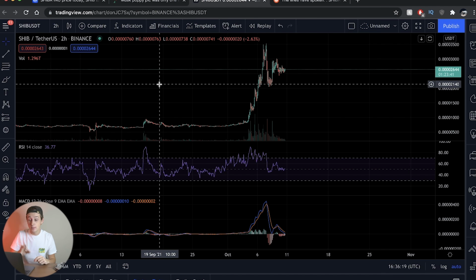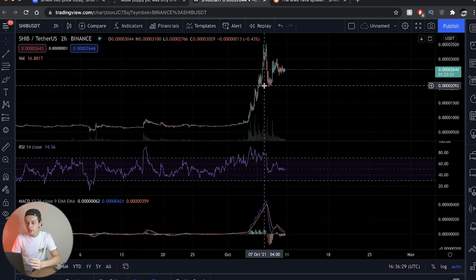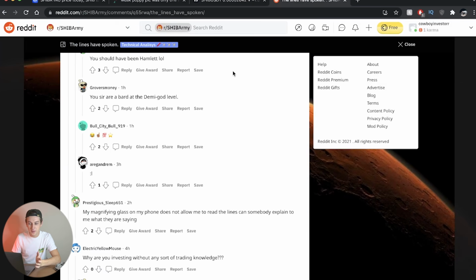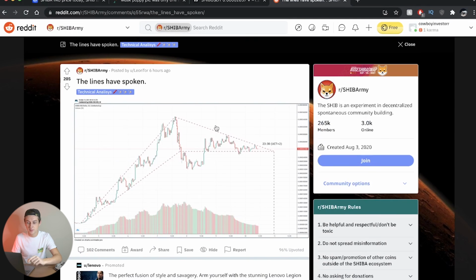Something has changed about Shiba Inu and the way that it charts and the way that it is valued in the overall cryptocurrency space in general. This feels different. It really does. And even if you look at this technical analysis, I want to look at this too, because I think this actually provides a lot of interesting information here.